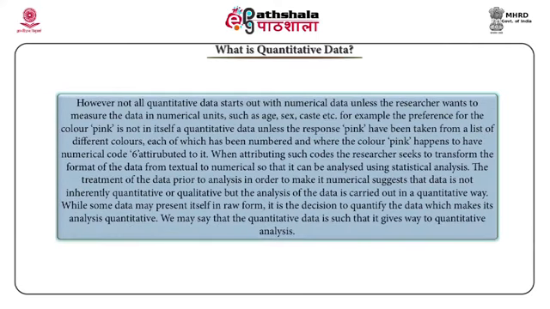However, not all quantitative data starts out with numerical data unless the researcher wants to measure the data in numerical units such as age, sex, caste, etc. For example, the preference for the color pink is not in itself a quantitative data unless the response pink has been taken from a list of different colors, each of which has been numbered and where the color pink happens to have numerical code 6, for example, attributed to it. When attributing such codes, the researcher seeks to transform the format of the data from textual to numerical so that it can be analyzed using statistical analysis.